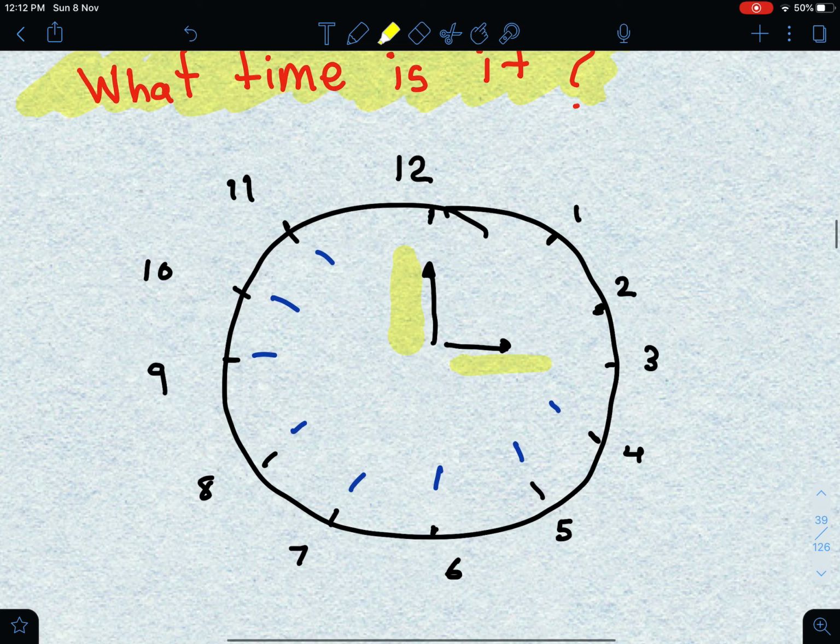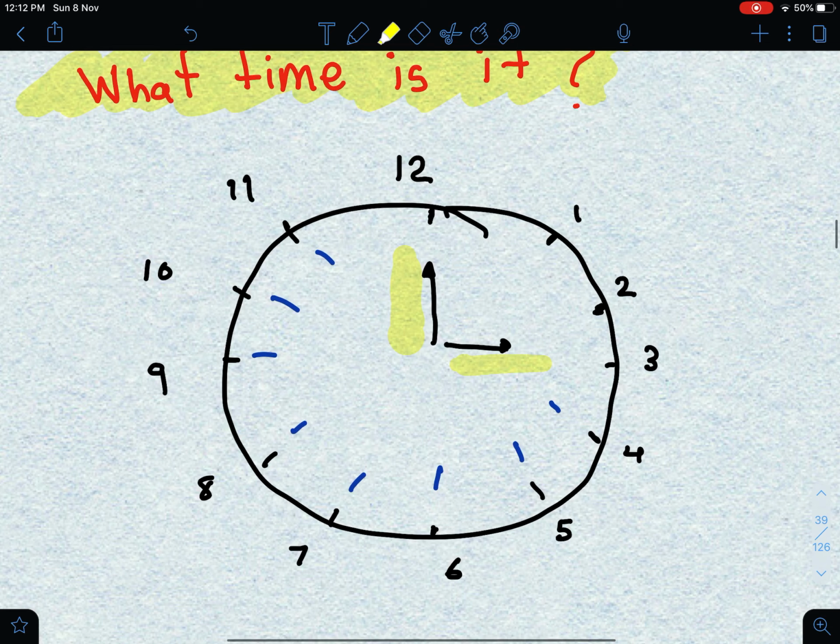If you look here, what is pointing at number 3 is called the hour hand. The one pointing to number 12 is called the minute hand. So this is the hour hand, the short one, and this is the minute hand. Now it is 3 o'clock.